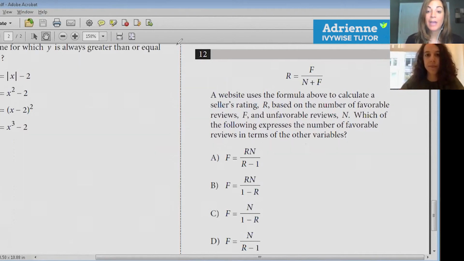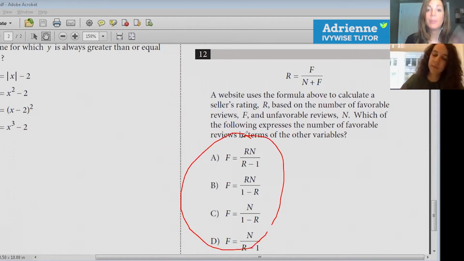So once again, the trigger for plugging in is that we see these variables in the answer choices and we don't have numbers for them. So our strategy is going to be to make up numbers for them.